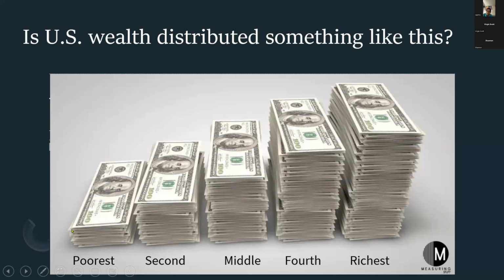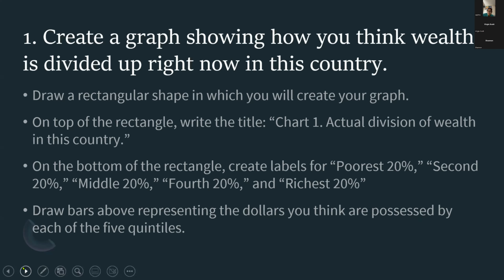You're going to just draw the number of dollars, or the height of the stack of dollars, that you would metaphorically allocate to this group to represent how much you think these, they're called quintiles, the poorest 20%, the second, middle, fourth, richest, have in this country at this time. All right. And let me just see if I thought I had an instruction on here on the next slide.